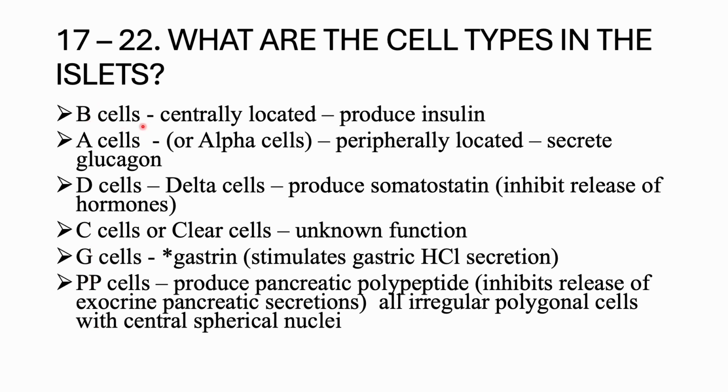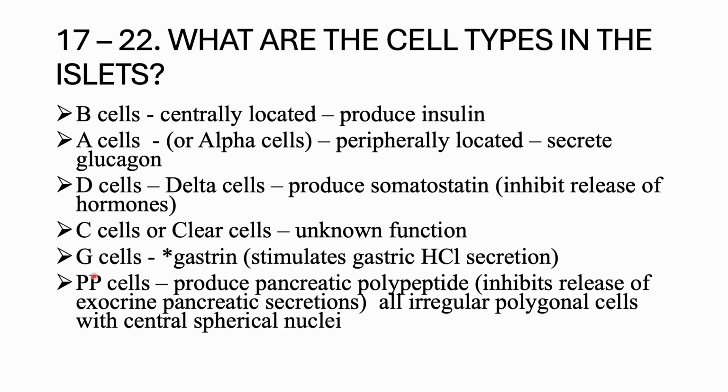B cells centrally located, they produce insulin. A cells, they secrete glucagon. D cells, they produce somatostatin, which inhibits the release of hormone. C cells are clear cells, unknown function, we don't know what it does. G cells secrete gastrin, which stimulates gastric hydrochloric acid secretion.